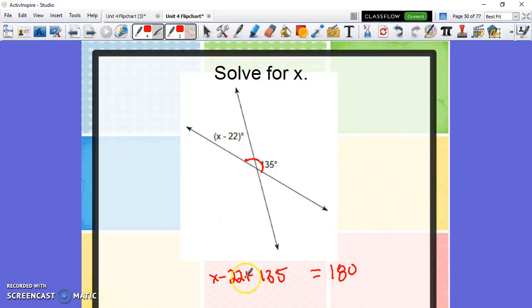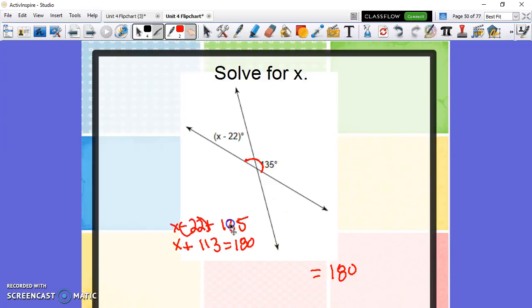Alright, so the first thing we're going to do is we're going to combine our like terms. So x, that's all it is. It's just x. So when you have a subtraction sign in front of it, that means it's negative. So when you add a negative and a positive, you subtract to keep the sign of the higher number. So 135 minus 22 is going to be equal to 113. And this is a higher value, so it would be plus 113 is equal to 180.